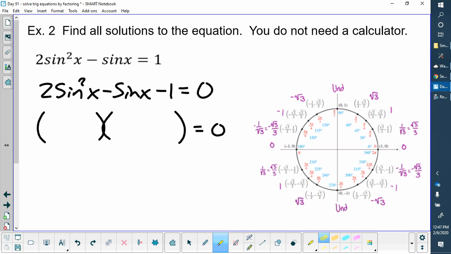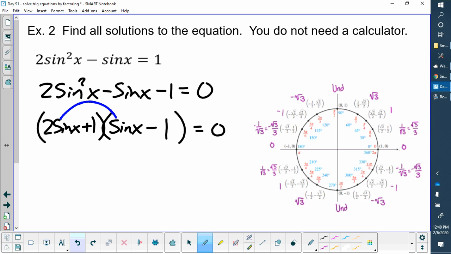The only items that multiply together to give me 2 sine squared have to go in these first positions. And my only option, since 2 is prime, is 2 sine of x and 1 sine of x. Whatever goes in the last terms has to multiply to negative 1, and I know my signs have to be different. So it's either plus minus or minus plus. I might have to flip-flop those later. And then luckily, 1 is also prime. The only whole numbers that multiply to 1 are 1 and 1. So 1 and 1.